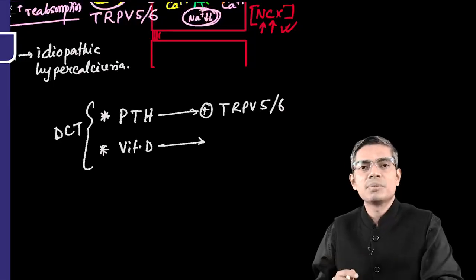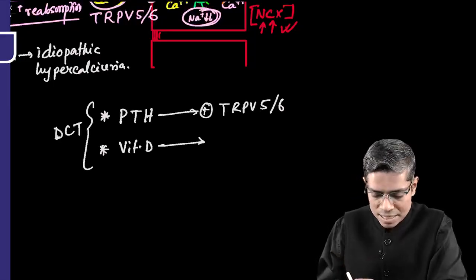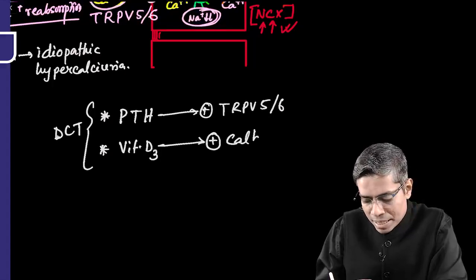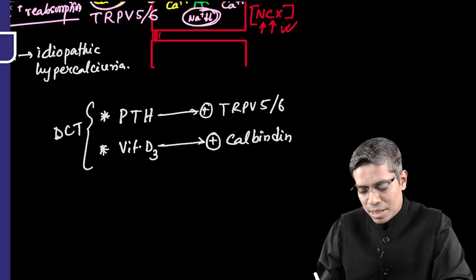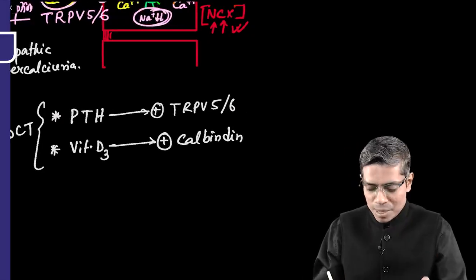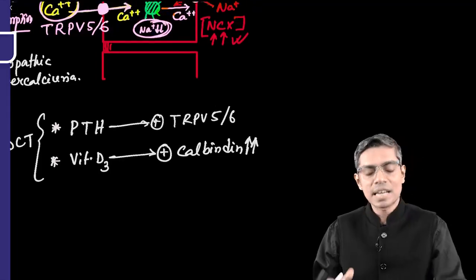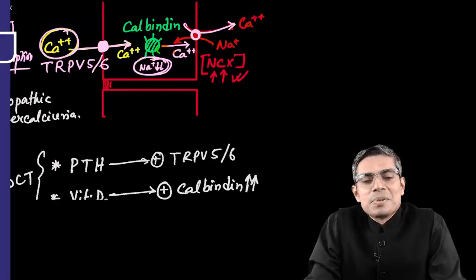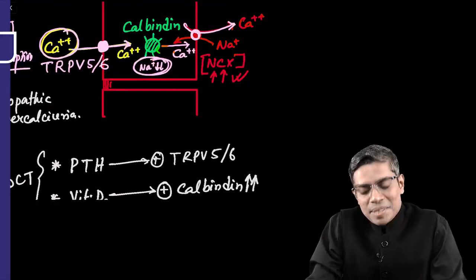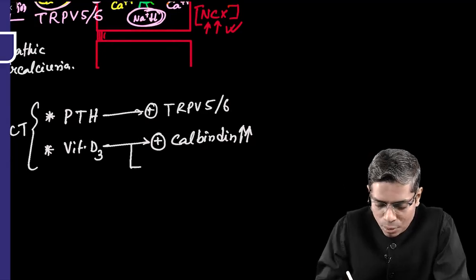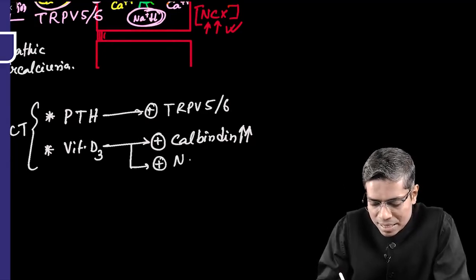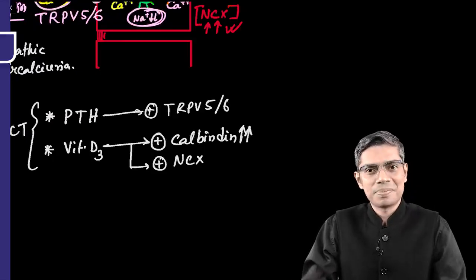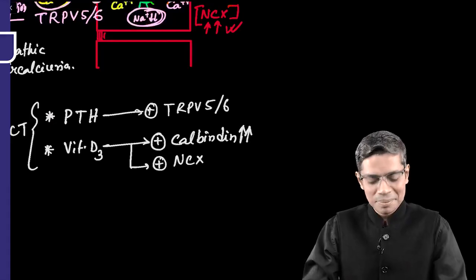But what is the mechanism of vitamin D3 increasing calcium reabsorption? It stimulates the calcium binding protein expression. So more and more calcium binding protein will be there, and that calcium binding protein will reabsorb more and more calcium. Not only calcium binding protein, it also stimulates the NCX transporter protein. So more calcium is going to be reabsorbed. Okay, very, very important.